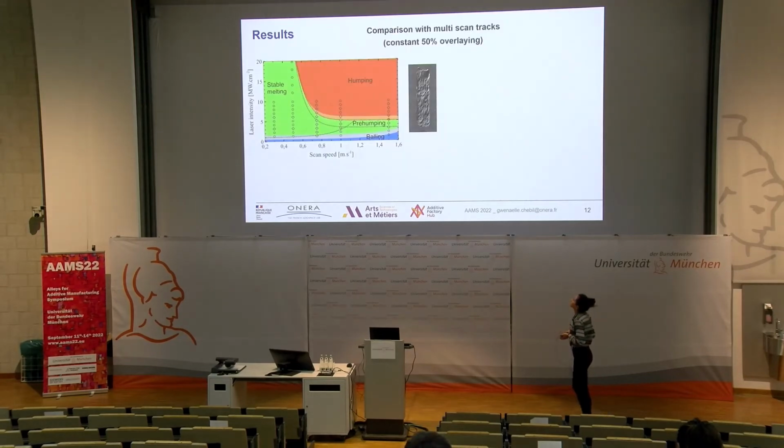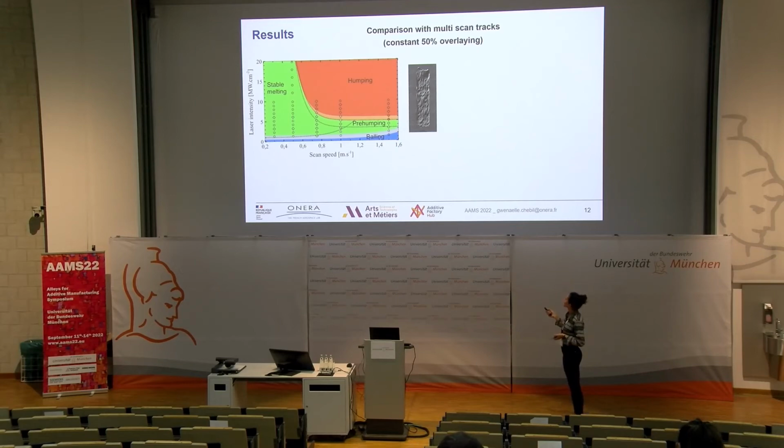And finally, we wanted to compare. All of what I presented before was on a single scan track, but of course we know that it's not the reality when we do something in an AM machine. When we do several tracks, we know that because of denudation, you have less spatter with the following track than on the first one. So we wanted, for example, to observe that.